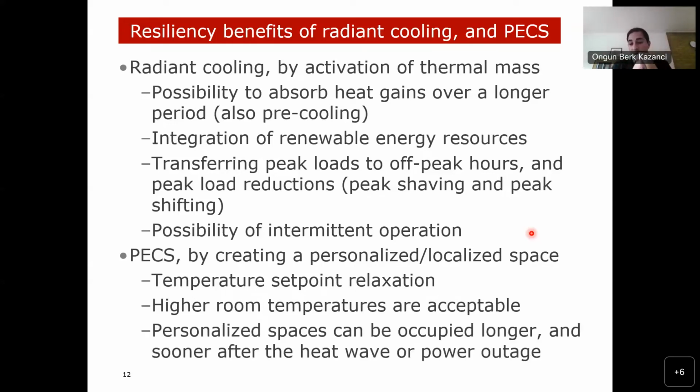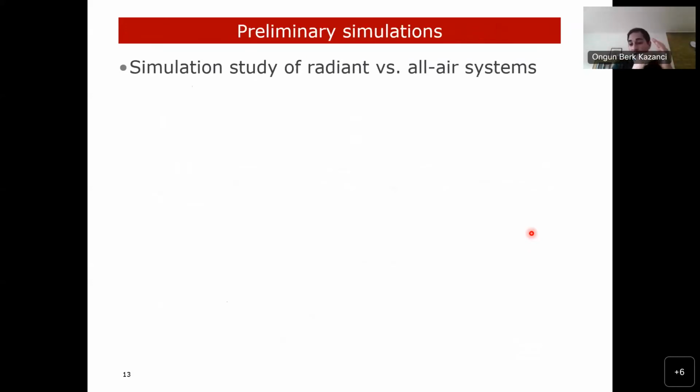And one of the main topics is that since this is a more personalized space, these personalized spaces can be occupied for a longer period, for example, during the heat wave, and they can also be occupied sooner after the heat wave is over or after the power is back. So the simulation study we did tried to identify and quantify some of these claims that I just talked about. Of course, it's not possible to do all of it in a preliminary study, so we identified some of them, and I'll present those in the last 5-6 minutes.